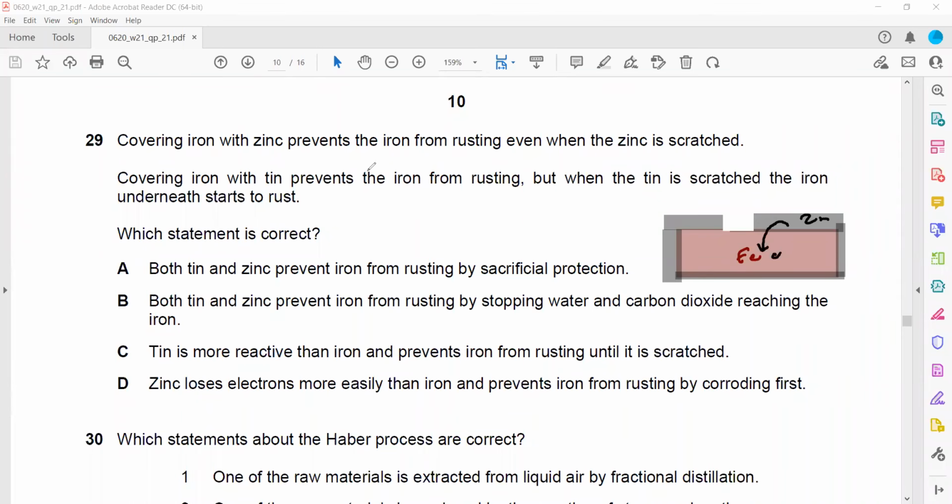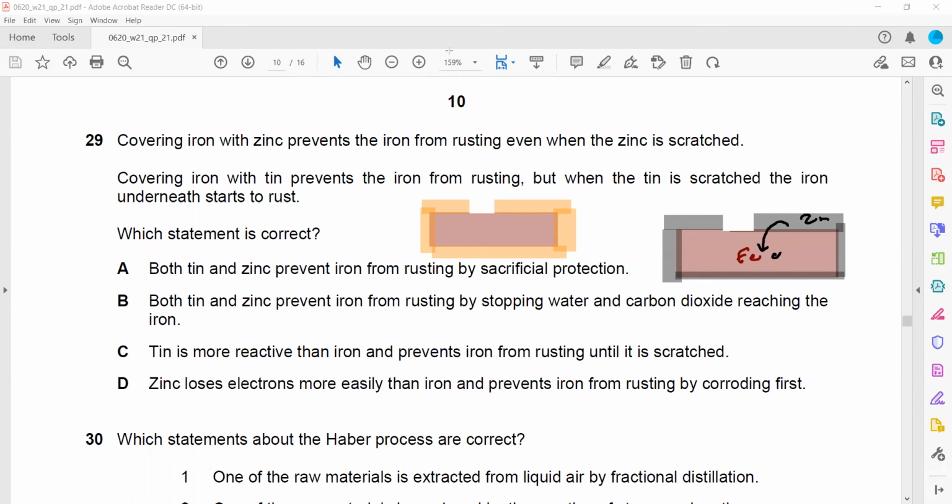Covering the iron with tin prevents the iron from rusting, but when the tin layer is scratched, the iron underneath starts to rust. Now what happened? If the same iron is there and we cover it with a layer of tin, if it is completely covered with tin, it will protect the iron from rusting. But if part of the layer is scratched or removed, it cannot prevent iron from rusting.